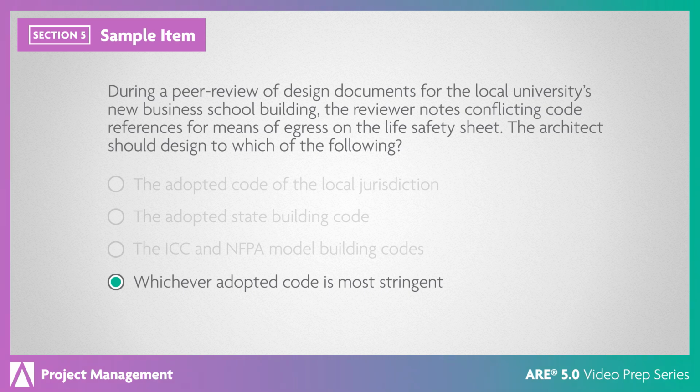Researching the jurisdictions and requirements for a specific project is the responsibility of the architect. When multiple codes conflict, the most stringent code always takes precedence. This is a UA level item because it requires you to understand the relationship between codes and jurisdictions and then to apply them to a specific project.